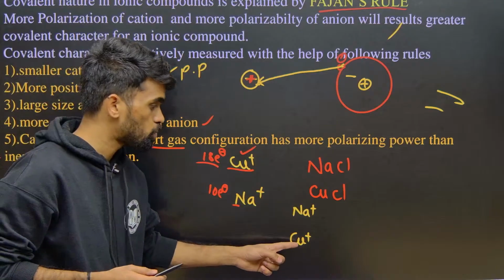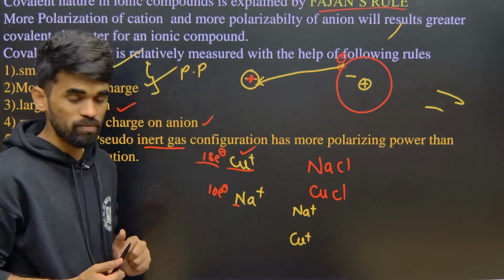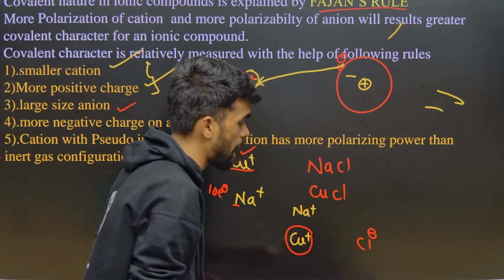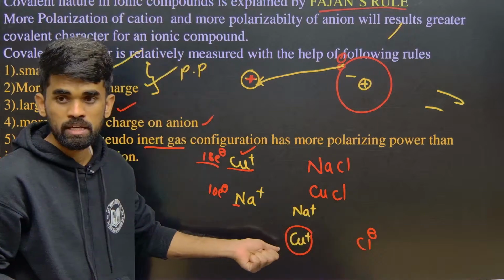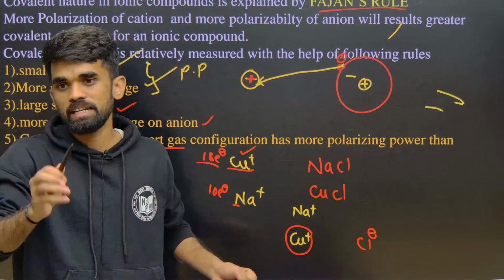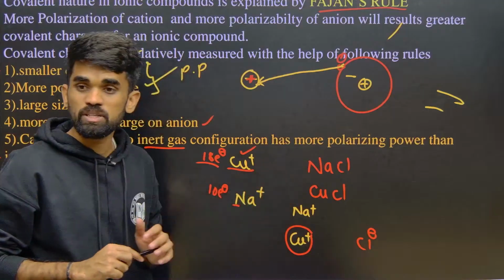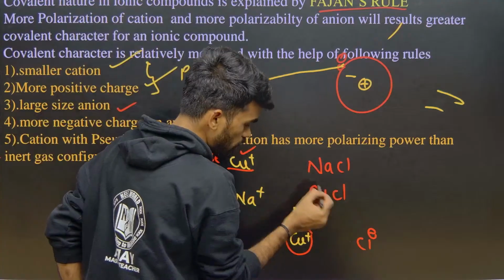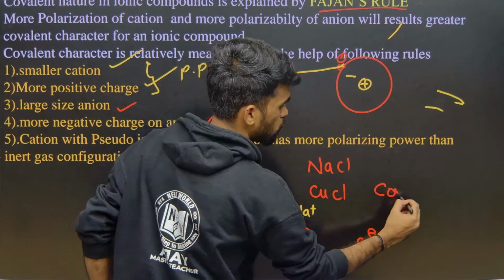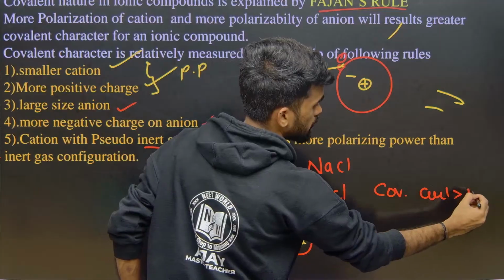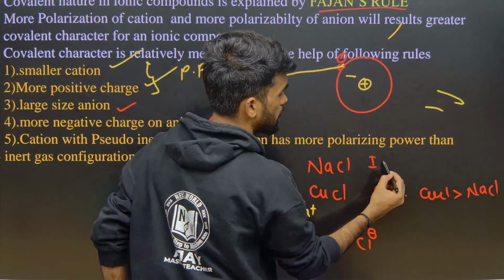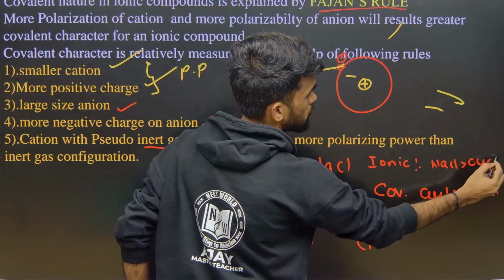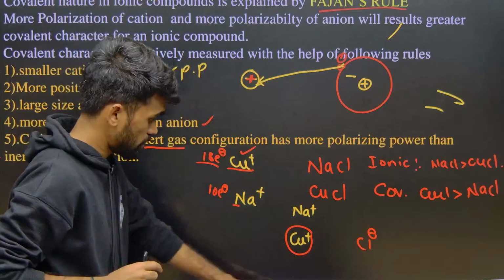Cu+ has more polarizing power due to its pseudo inert gas configuration. So it will drag the negative charge, the electron cloud, from the anion, the chloride ion, more effectively. Therefore that creates more covalent nature. So from NaCl and CuCl, which has more covalent nature? CuCl. The covalent nature of CuCl is greater than NaCl. And if they ask for ionic nature, it is reverse, then NaCl. Clear now?